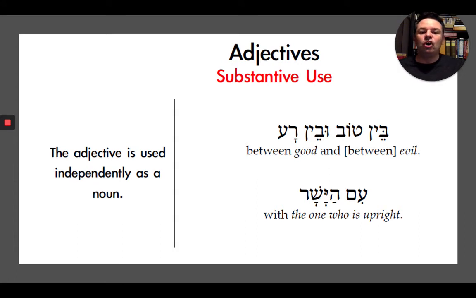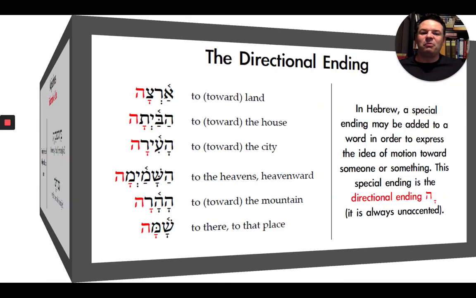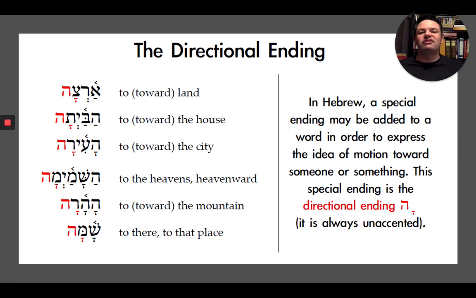So good and evil there are both adjectives, but they're used substantively, right? So im hayashar, the word yashar there is the adjective. It means like upright. And here you've got the definite article before it. So the upright one is the idea that it's giving. That's the picture that it's giving. Someone who's upright is someone who is righteous, is kind of the idea.